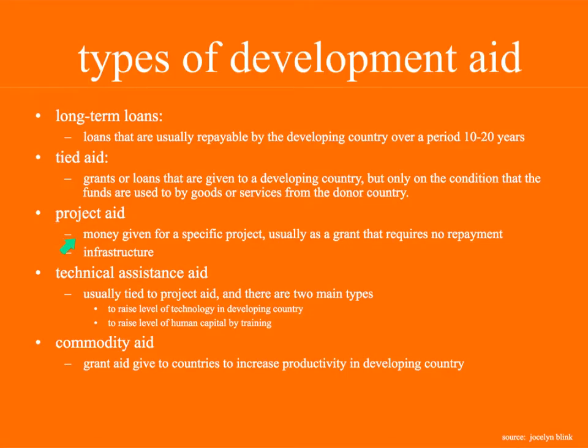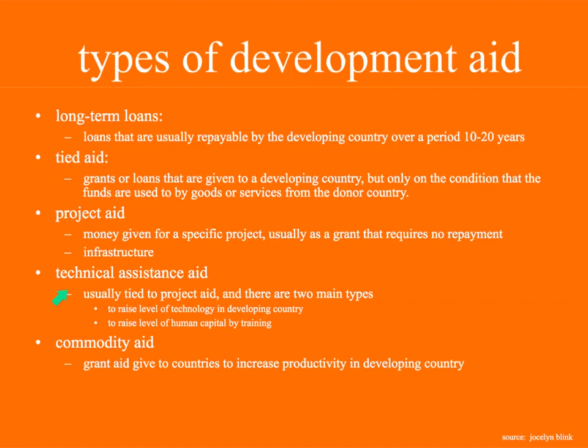Then there's project aid. Project aid is money given for a specific project, usually a grant that requires no repayment. These are the types of aid you usually see for infrastructure. I lived in Nicaragua for a while, and a hurricane went through there, and then they were rebuilding. With project aid, they rebuilt hundreds of small bridges that crossed little streams that had washed out. That's a perfect example of rebuilding. Nicaragua didn't have to pay back the money, and the money was tied specifically to building these small bridges.